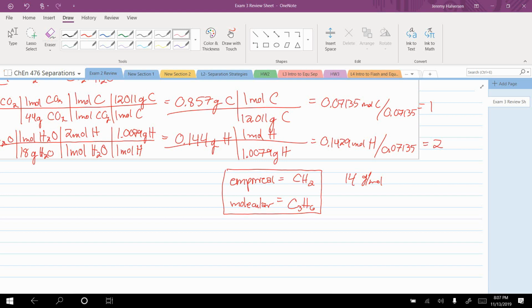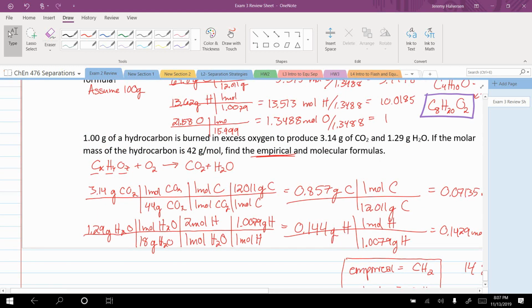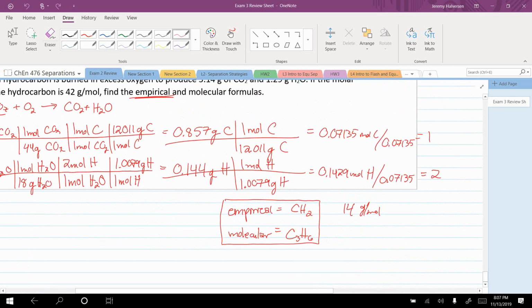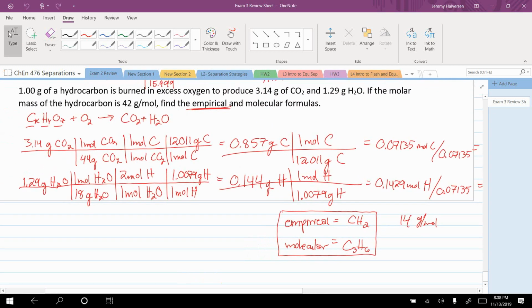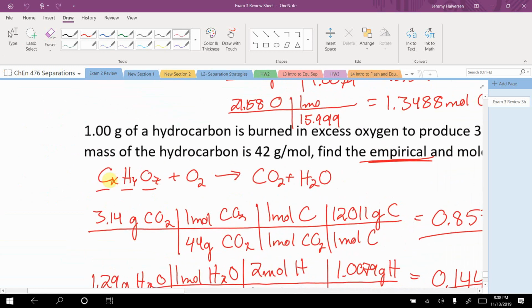Okay, bye. Yeah, what's up? So first thing is we're only going to do these types of problems, combustion analysis problems, with hydrocarbons, with carbons and hydrogens. How did I know the formula? As in, how did I know it was carbon and hydrogen and oxygen? Oh, I see. This is an XYZ. That's me saying I don't know the formula.